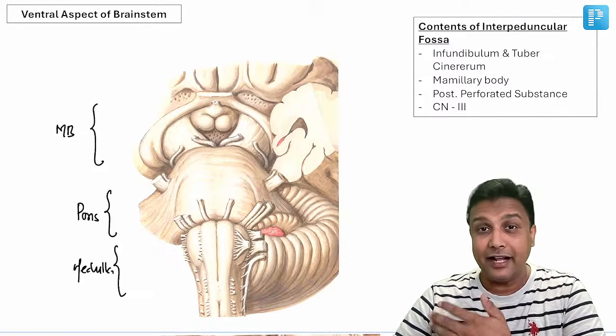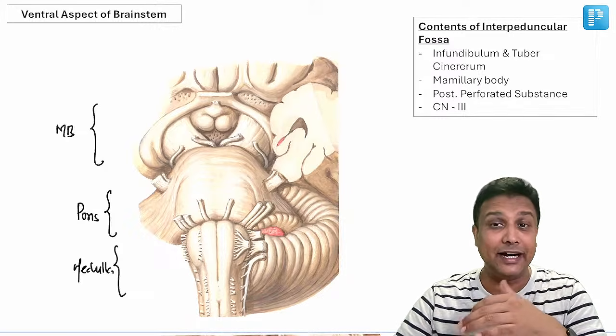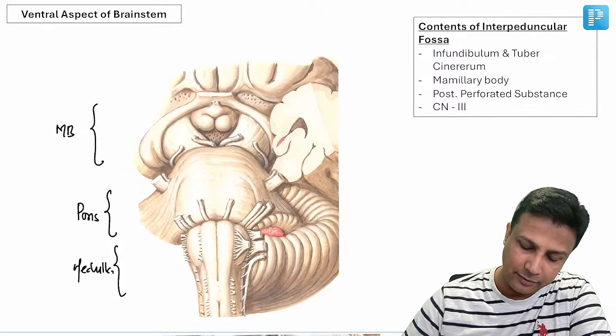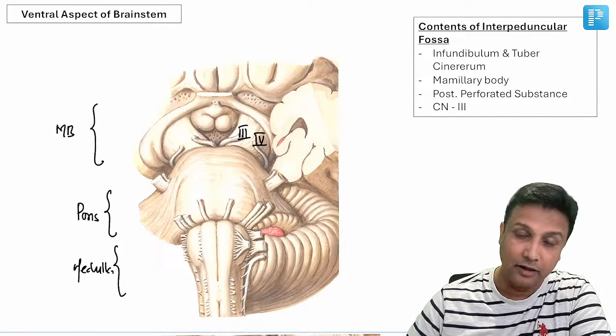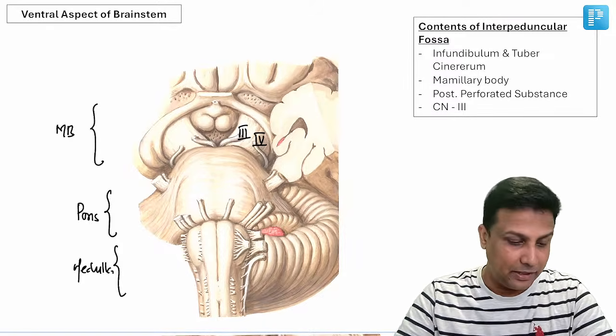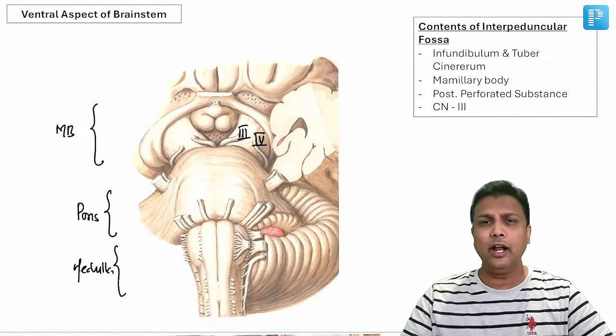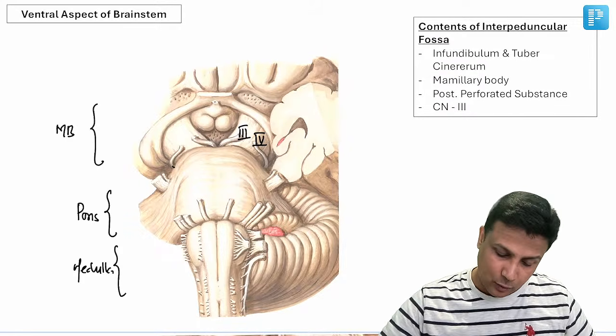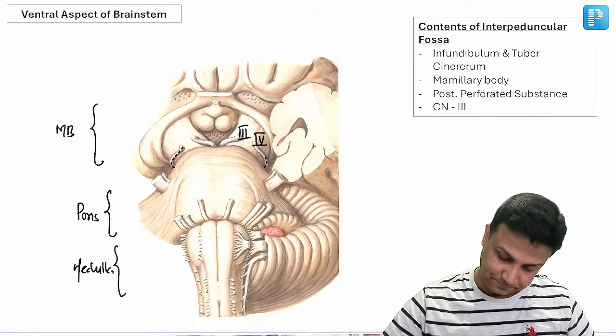Now, on the ventral aspect of the brainstem, you should be able to identify the cranial nerves which are going to begin from here. So please remember, cranial nerve number 3 and cranial nerve number 4 are going to begin from the midbrain. Cranial nerves 3 and 4 are coming from the midbrain, my dear friend. Now, out of this, please observe the diagram very carefully here. The 4th nerve is the one which is coming from behind.